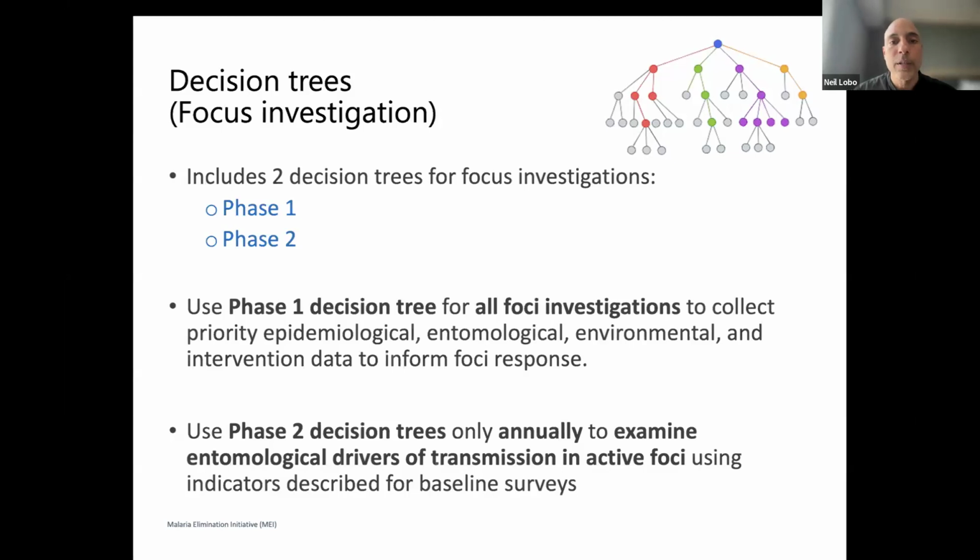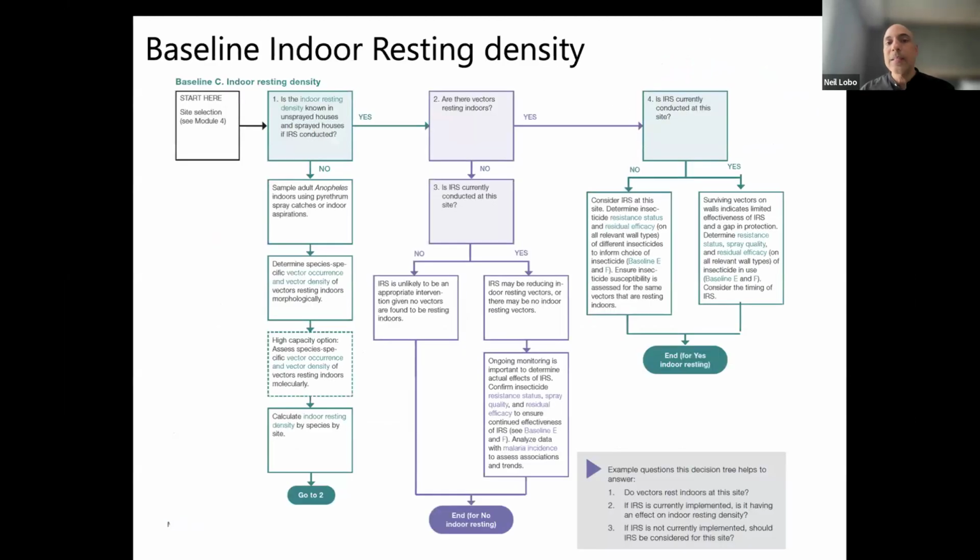So if I were going to use this decision tree, I'd walk through phase one because you want to prevent onward transmission, and then I'd walk through phase two in that order. And here's an example of baseline indoor resting density. Here we want to look at the proportion of vectors resting indoors. This is just one indicator, and I'm going to walk through this. So at the top left is where you start, obviously.